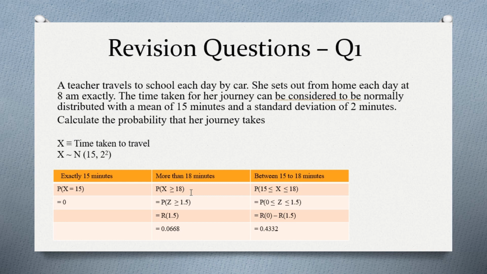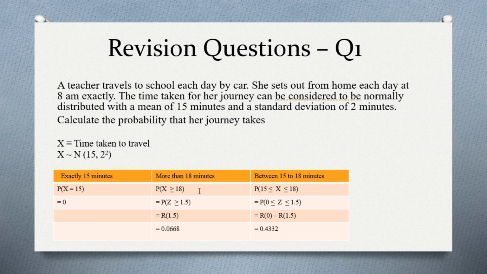Okay, so this is where students always get confused. You must always think, my original distribution is normal, so if it's more than, I change to more or equals to. If it's less than, I change to less or equals to. But if my original distribution is binomial or Poisson, and I'm saying more than 18, I'm saying 19 and above. So do not confuse yourself, because this is a normal distribution question. More than 18 becomes more or equals to 18. This is a common mistake among students, all right?